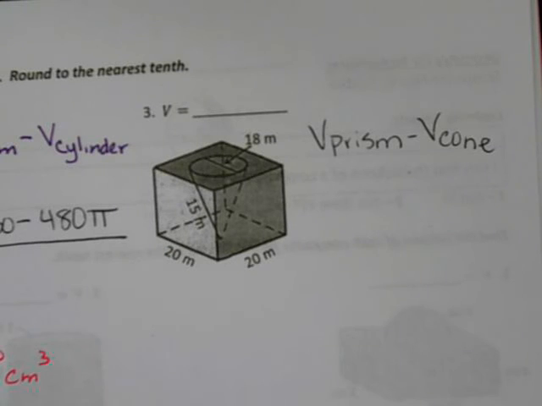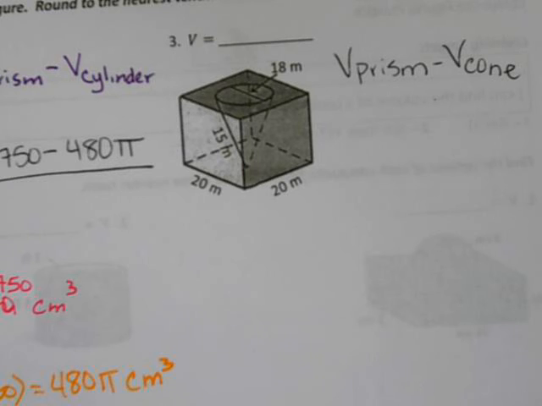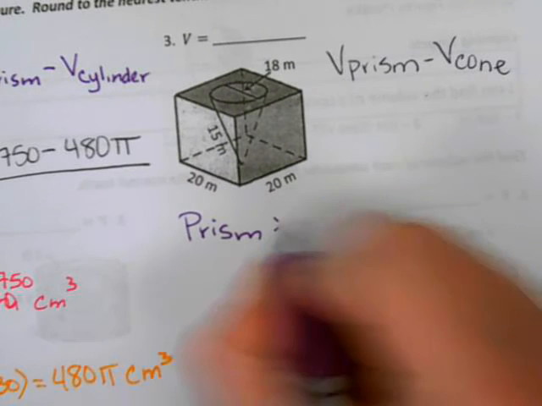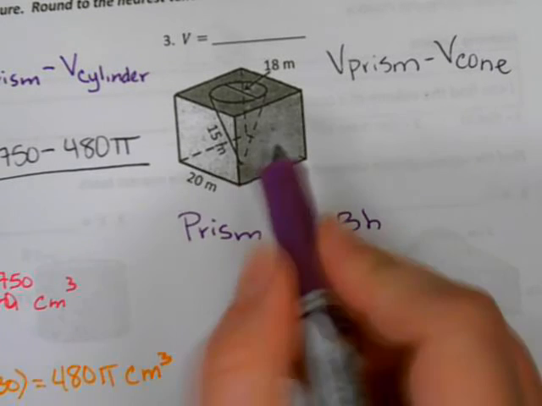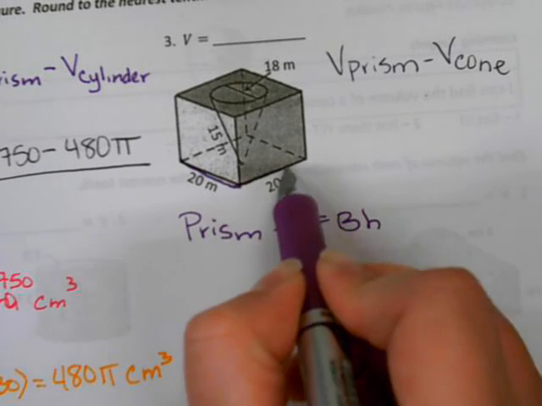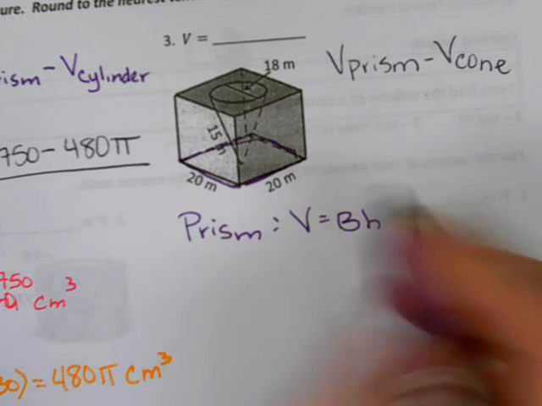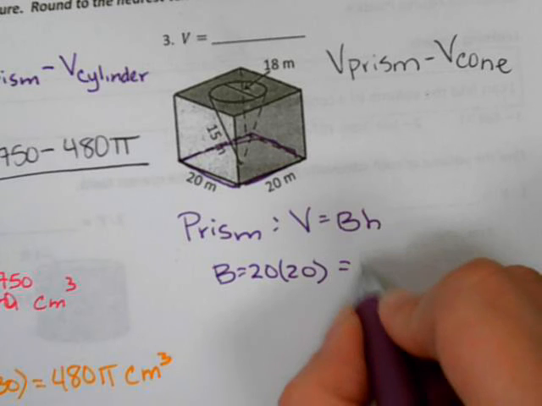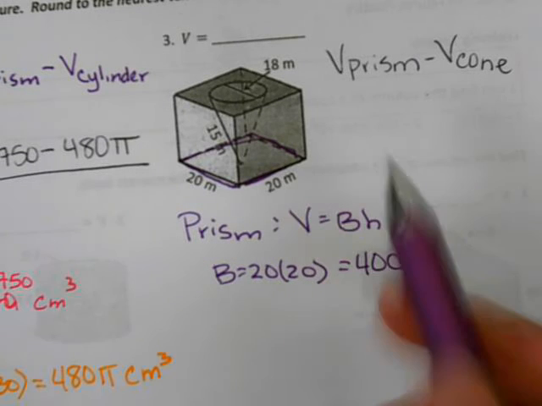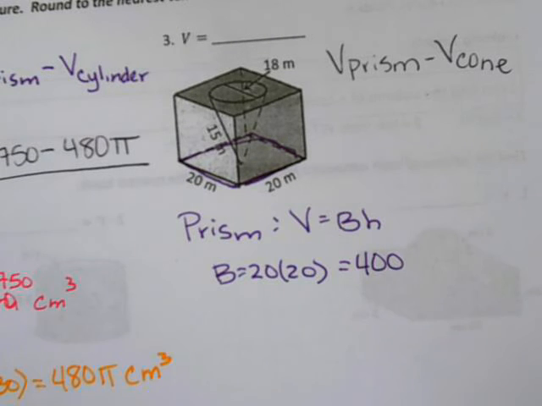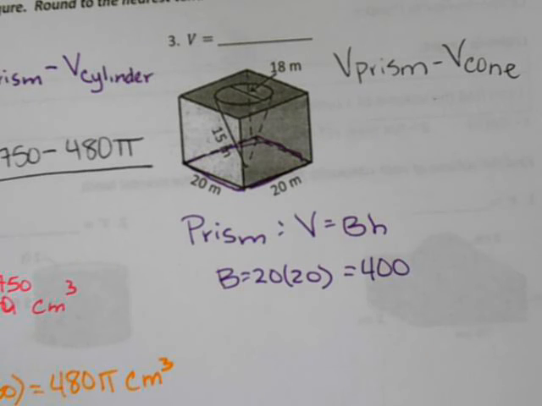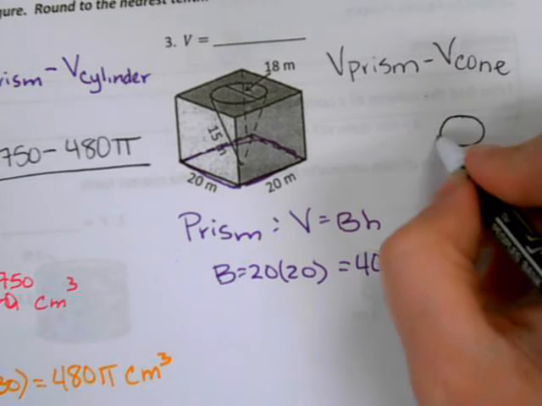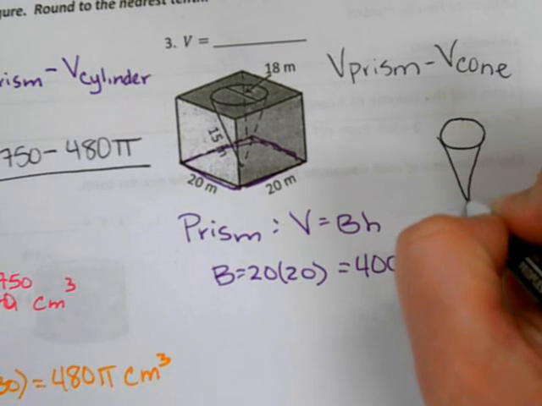Alright, so let's go down below and find the volume of the prism first, because I think that'll be the easier one to find. So the prism, we need the area of the base times the height. Well, the base is this square right here, which means the base is just 20 times 20. So 400. And then the height of our prism, oh, we don't know that. So we are going to have to figure that out first. So, I apologize. Let's draw our cone really quick. I forgot we need that first. My bad.